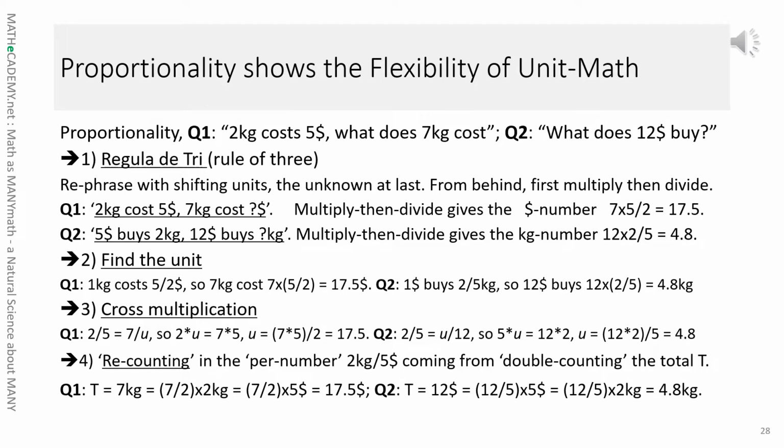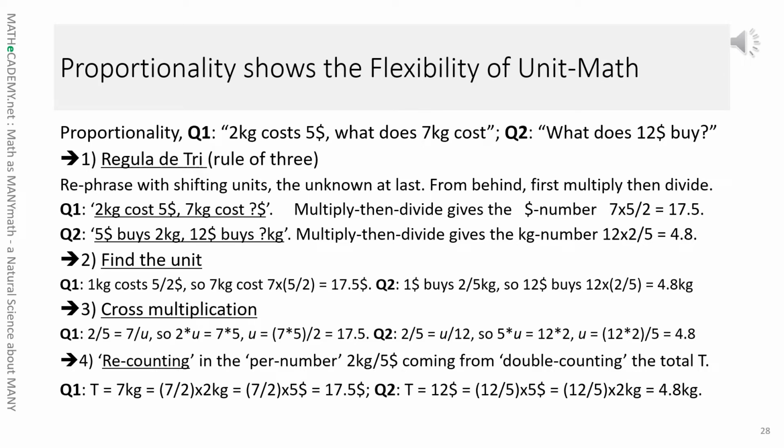1. Regular de tri, rule of 3, used in the Italian Renaissance. Rephrase with shifting units, the unknown at last. From behind, first multiply, then divide. Q1, 2 kg cost $5, 7 kilograms cost how many $? First multiply, then divide gives the dollar number, 7 times 5, over 2, equals 17.5.